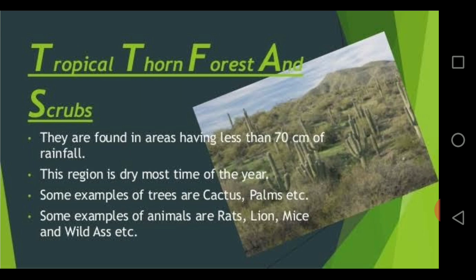The third type of forest is found in dry deserts, like the Thar desert of Rajasthan. They are the thorn forest and the scrubs. They are found in the region where the rainfall is less than 70 centimeters. The region is dry most of the time.